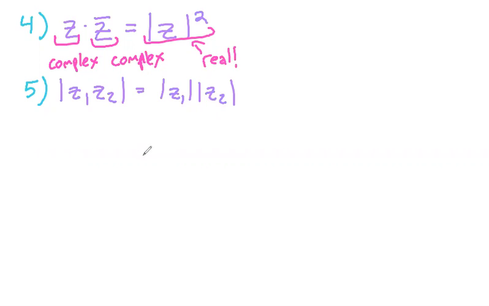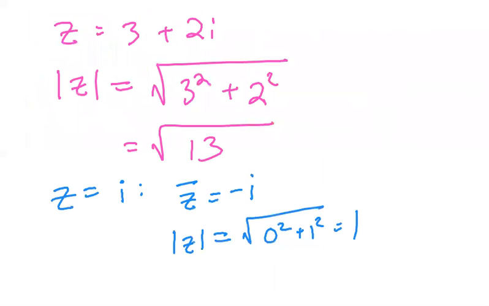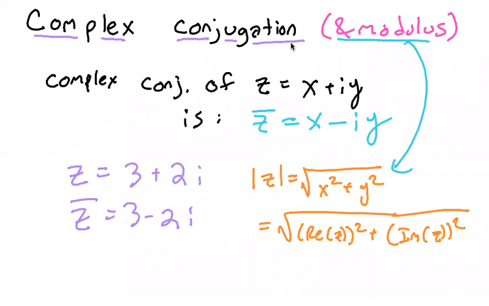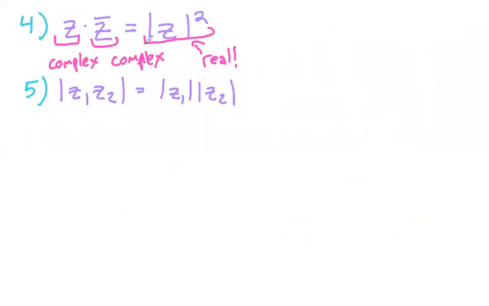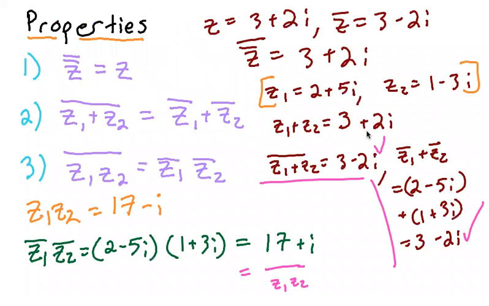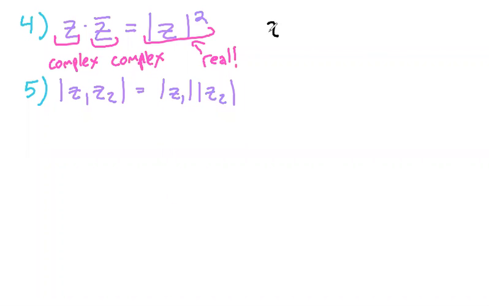The modulus is, I probably should have said this earlier, a real number. And so it is cool that when we multiply a complex number by its conjugate, we get the square of its modulus, which is real. Using the same example as before, z is equal to 3 plus 2i. So the conjugate of z is 3 minus 2i.